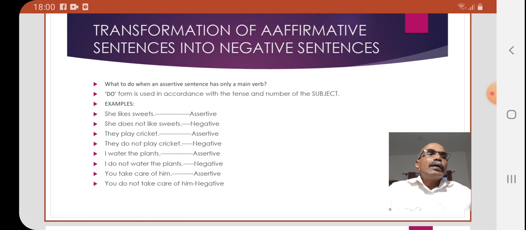Look at all these sentences again. All these assertive sentences do not have an auxiliary. Therefore, we have used the do form to change them, to transform them into negative sentences.